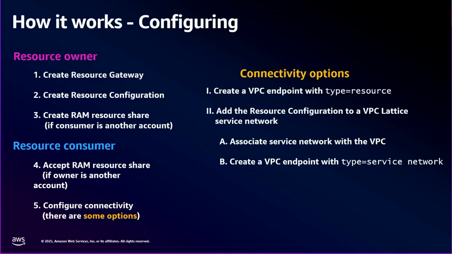The connectivity pattern is simple because you're using an AWS type resource configuration, but if you need the more complex patterns using VPC association or VPC service network, you have the option to use that using VPC endpoints as well.